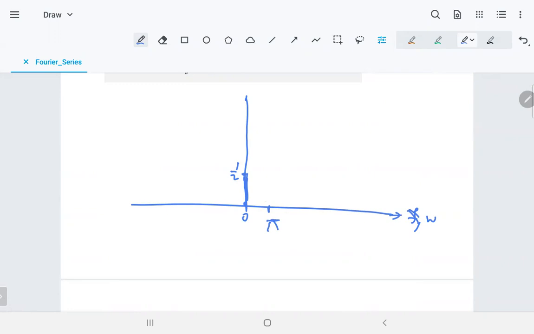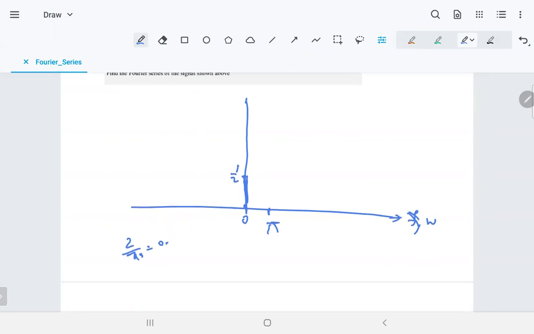What's 2 over pi? Pi is almost equal to 3, so it'll be like 2 over 3.14. That's a little bit higher than the DC. So that's the first one. Well, at 2 pi, nothing, 0. We don't have even harmonics. The third, we have the third. It was this divided by 3, so it's easy, 1, 2, 3. So 1/3. But that's negative.